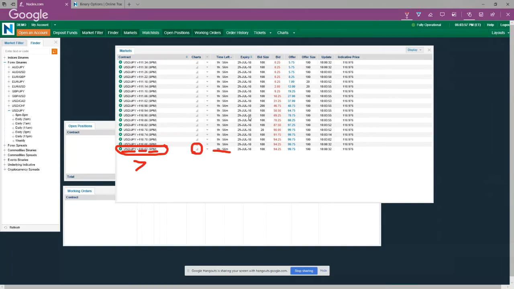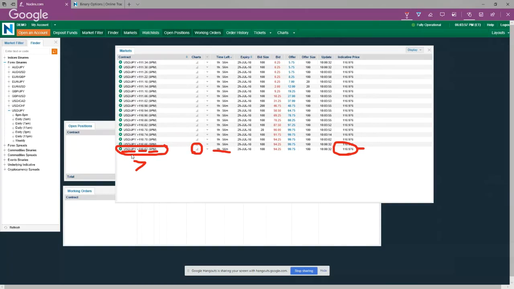Okay. Then you have, of course, the date, the bid size, the bid, the offer, the offer size, and then the last time it was updated. Okay. Then you have what is considered the indicative price. That is where price is currently. Okay. So right now 110.97 is where it's at. And in this strike, it is 110.62.